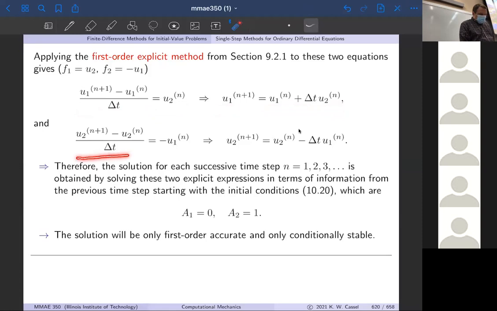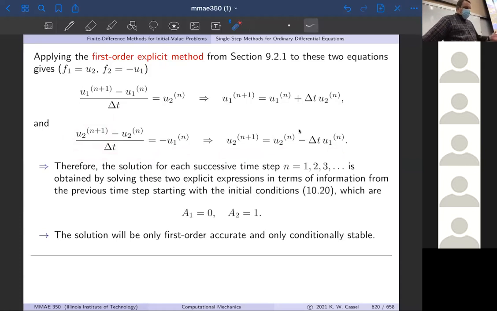So u2 n plus 1 minus u2 n over delta t. So that's a first order accurate forward difference approximation for the first derivative of u with respect to t. And that's equal to minus u1, which is evaluated at the previous time step. So again, the only unknown is u2 n plus 1. That's this. Everything else is known. That's u2 n minus delta t u1 n.